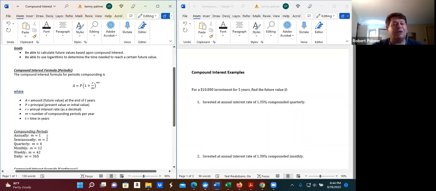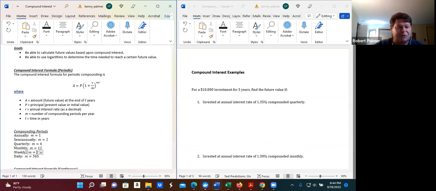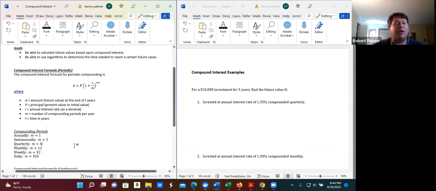So annually is once a year, so M is 1. Semi-annually is twice a year. Quarterly is, as you expect, 4 times a year. Monthly is 12 times a year. Weekly is, another typo, that should be 52, not 42: 52 times a year for 52 weeks in the year. And then daily is 365. Technically a year is 365.4 days, but we'll just use 365. You can also potentially calculate interest hourly and every minute, but that's less common to think about.